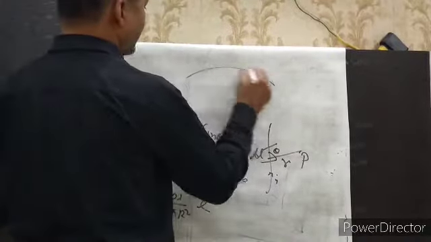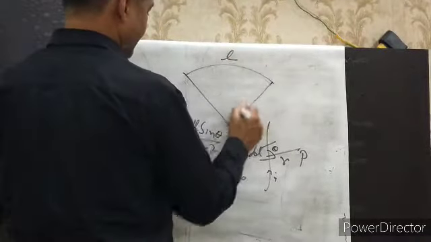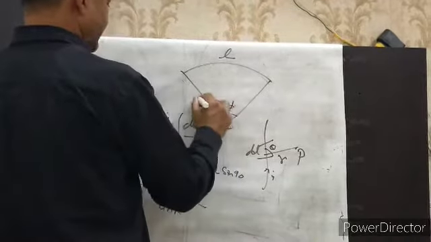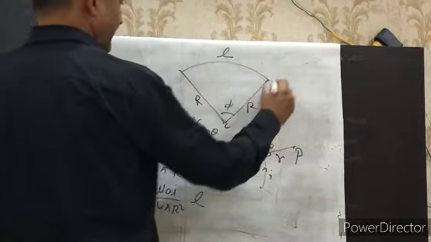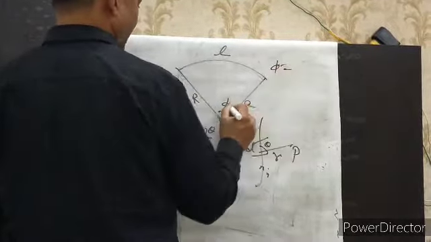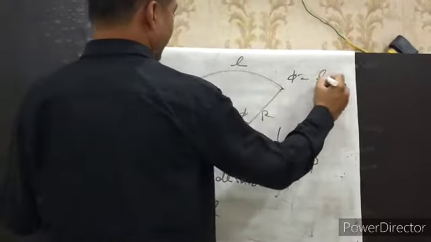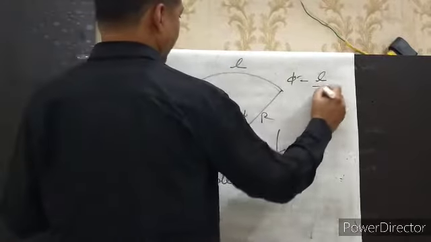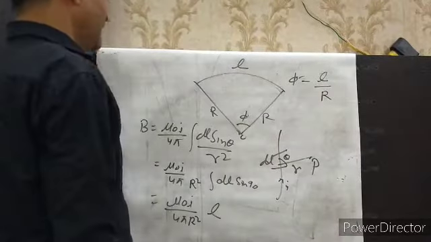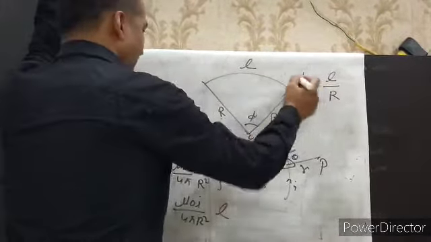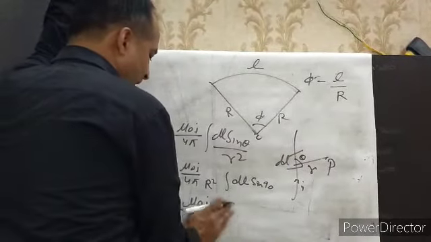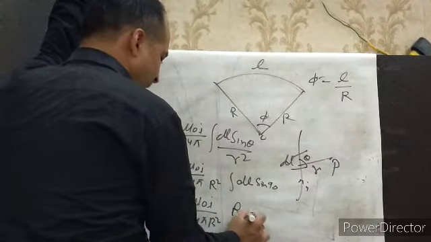We know that angle is equal to arc by radius. This is an arc of length L, the center is making angle phi, and this is r. Clear? Then angle phi is equal to arc by radius. Arc is L upon radius r. Then we will have L is equal to r phi. So we are taking r phi.